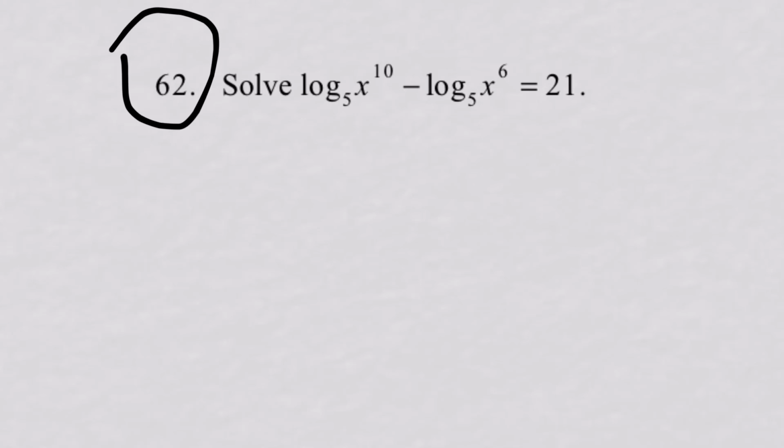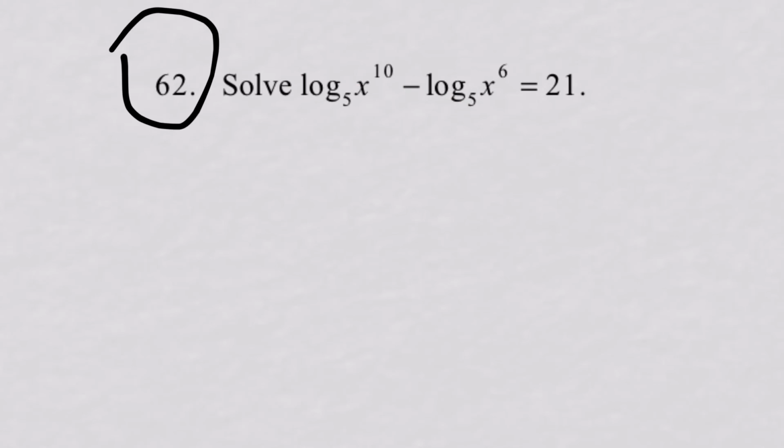Here we go. Solve log base 5 of x to the 10th minus log base 5 of x to the 6th equals 21. Okay, there's a lot of different things you could use here. You could bring the 10 and the 6 down and then subtract them since they are exactly the same. Log base 5 of x, log base 5 of x. You could say 10 minus 6.